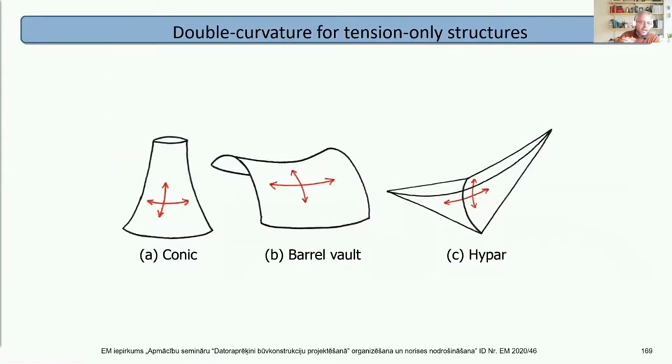Now we also need to look at more flat surfaces, cable nets, fabrics, and the general rule for these, you need to make sure that you have a double curved surface. So generally, catenaries work in one direction. You have a catenary in the opposite direction as well to make sure it can't move in either direction. And these double curved surfaces usually form a cone or a barrel vault or a hyperboloid.